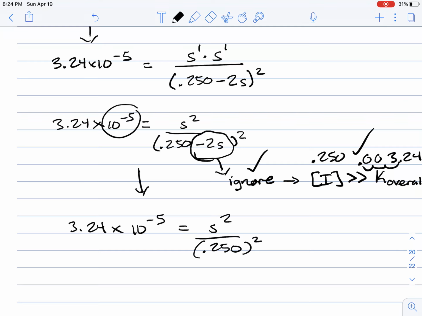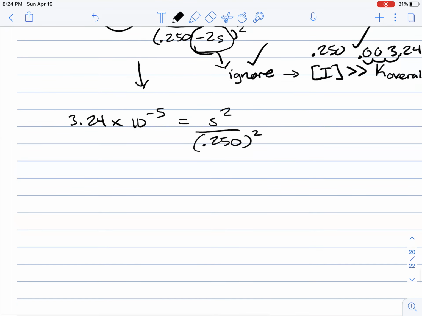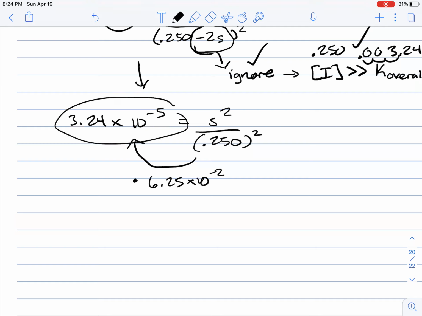And so this is clockwork at this point. We're just going to go ahead and take 0.25 and square that value. That's going to give us 6.25 times 10 to the negative 2. So I'm going to multiply that by 3.24 times 10 to the negative 5.